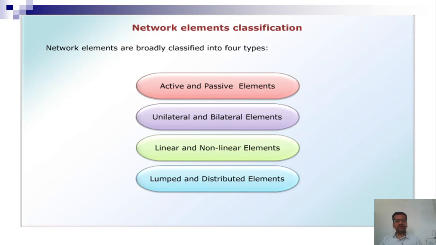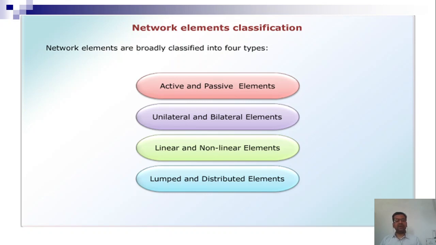There is another classification: unilateral and bilateral elements. If the current is able to pass in one direction only, we call it a unilateral element. Bilateral elements are elements that allow current to pass in both directions. We call it a bilateral element.